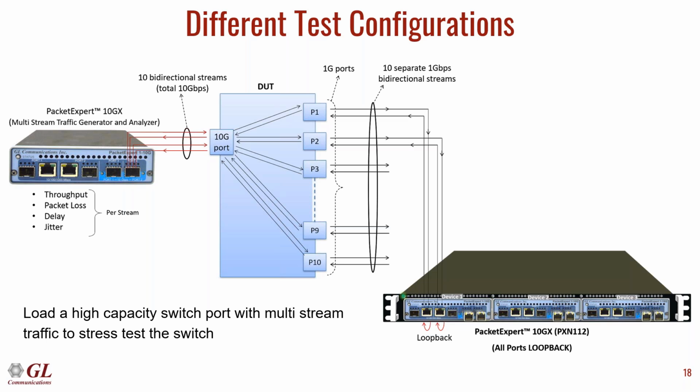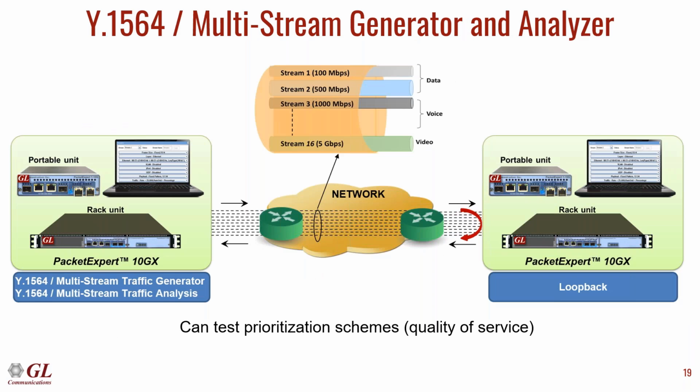Okay, so again PacketExpert has this Y.1564 based Ethernet SAM testing, that is, service activation method testing. So you can use on one side, again this is similar to the previous scenario. So this is more like network testing. So you can direct the multi-stream traffic towards the Ethernet network, say a service provider network, which supports multiple Ethernet services, and you want to test that. So you can put the multi-stream generator on one side and a loopback device on the other side.